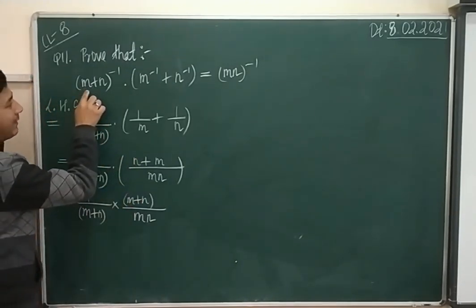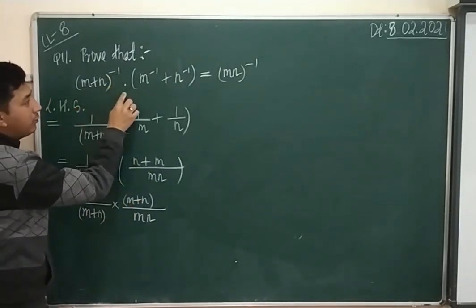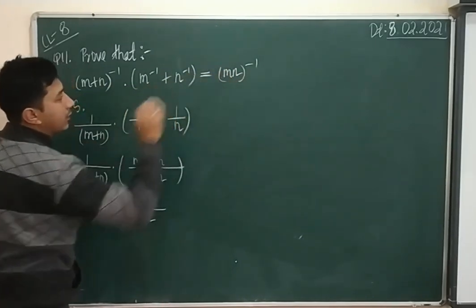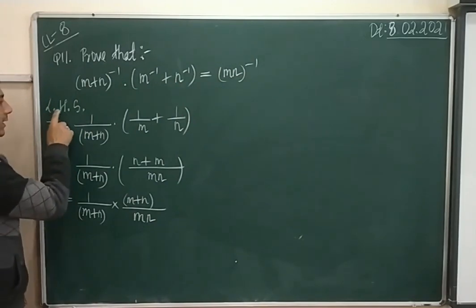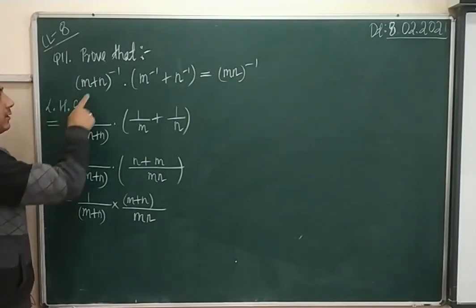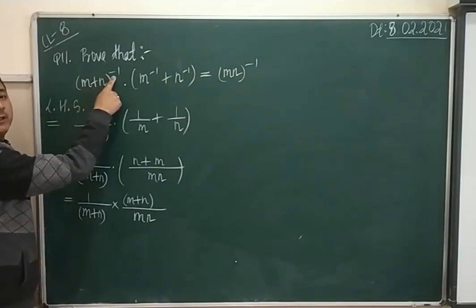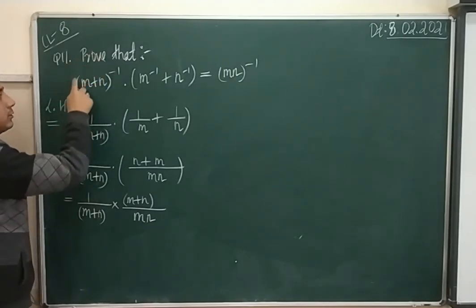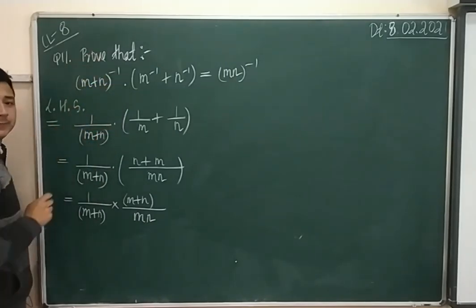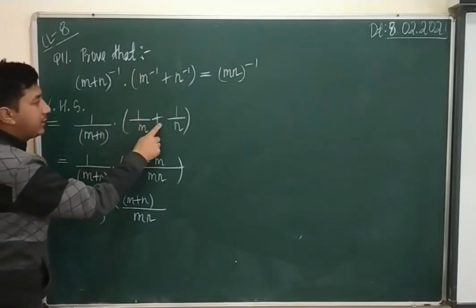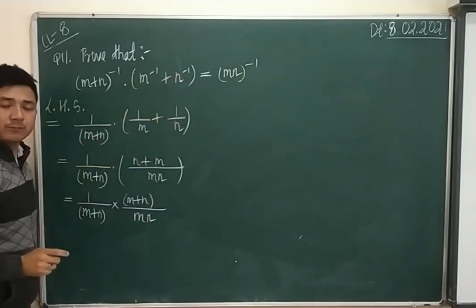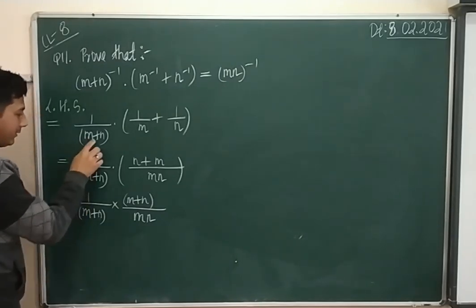Alright, the question is m plus n whole to the power minus 1 into this should be equal to this. So what we'll do, we'll take the left hand side, write LHS. Now in the left hand side, the power is negative. I'm making the power positive by taking it down. So this to the power 1. Okay, power is positive. This is 1 by m plus 1 by n. I hope you're clear. This keep it as it is.